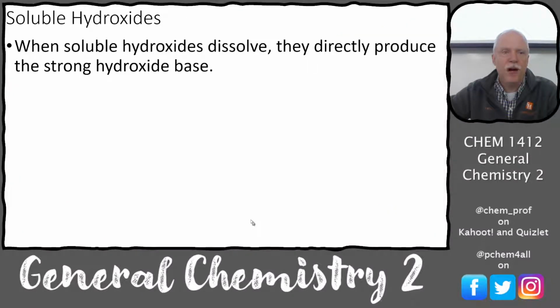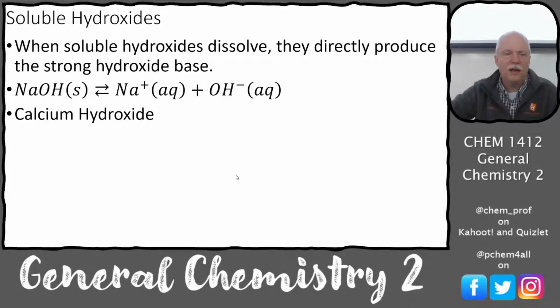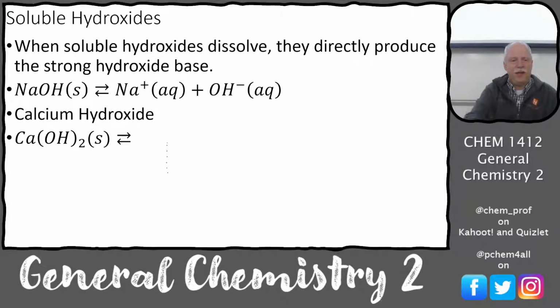Okay, let's look at the hydroxides, the soluble hydroxides. When they dissolve, they directly produce strong hydroxide base. So if sodium hydroxide dissolves, you just have Na plus and OH minus. There's no reaction with water because these just go right into solution and produce hydroxide. Calcium hydroxide, notice that when this one completely dissolves, we get, well, let's go ahead and balance that one. Okay, what do we get? We have the calcium ion, and we have 2 hydroxides.